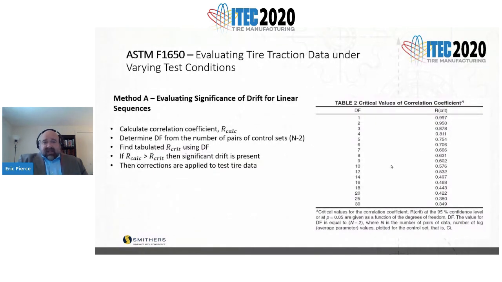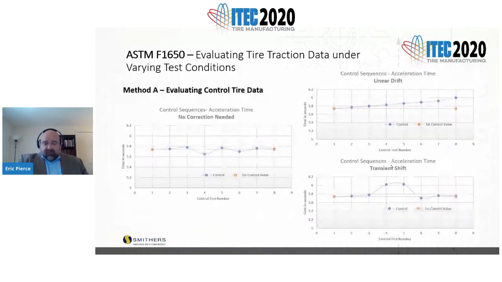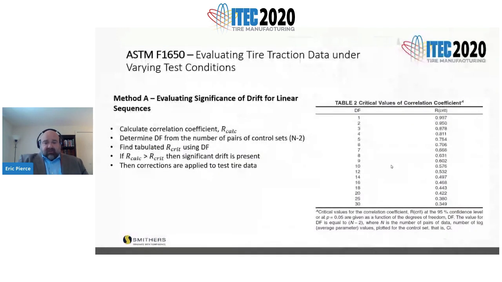So with this method A, we're going to be covering the linear sequence coming back here. The graph on the top right, this particular method, is used to correct for changes in controls over time. First, we pull up this table in the ASTM F1650. It's table 2. It shows the correlation coefficient critical values depending on the number of degrees of freedom. Degrees of freedom is determined by the number of pairs of control sets minus 2.